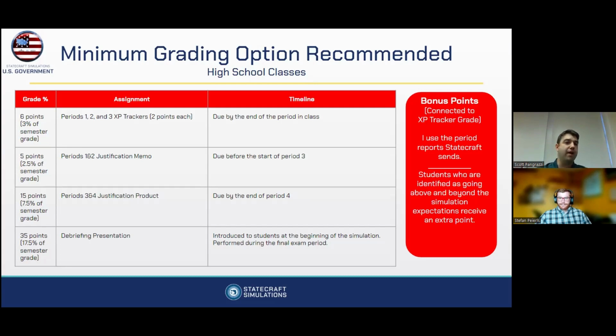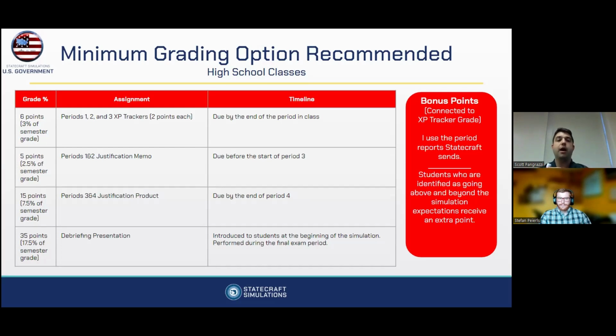And so one thing I do is you'll notice I don't do an XP tracker for period 4. And so if students are really interested in something that happens in period 3, they have the ability to work on the justification product until the end of period 4. So when they get into period 4, I don't add in supplementary resources, I don't have them spend as much time breaking down their briefing. I'm not collecting an XP tracker or a justification memo.